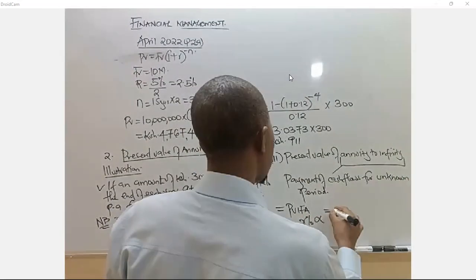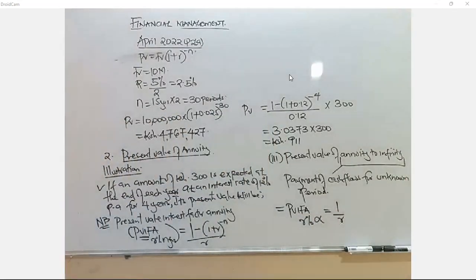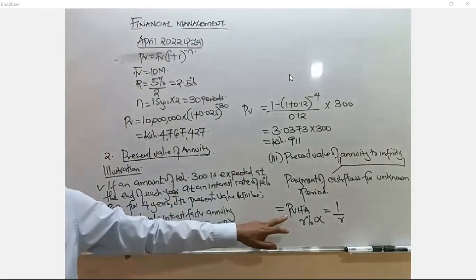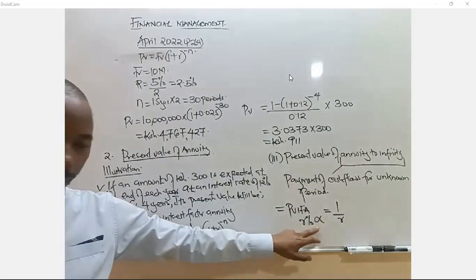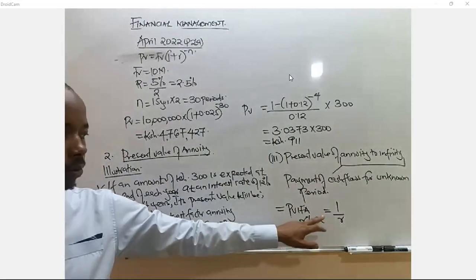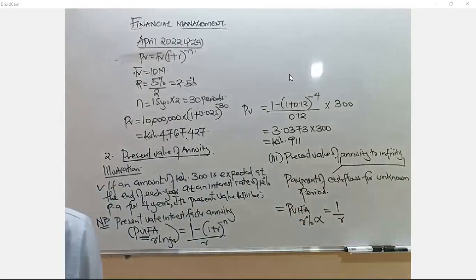So how do we normally get this? This is normally gotten by taking 1 divided by rate. The present value interest factor annuity up to infinity, we normally get it by taking 1 divided by rate. So I just want to give an illustration here.